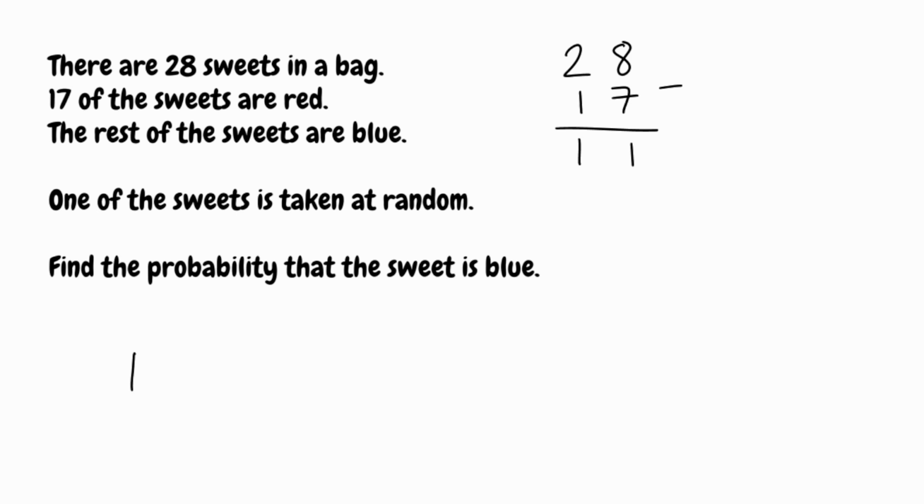So for our probability that we pick a blue sweet, we know that the numerator is the number of successful outcomes, which in this question is how many blue sweets there are, which we now know is 11. And that's simply going to go over the total number of outcomes. Well, there are 28 sweets in total, so it's going to be out of 28. So we've got 11 over 28. We can't simplify that any further, so our probability that the sweet taken is blue is 11/28.